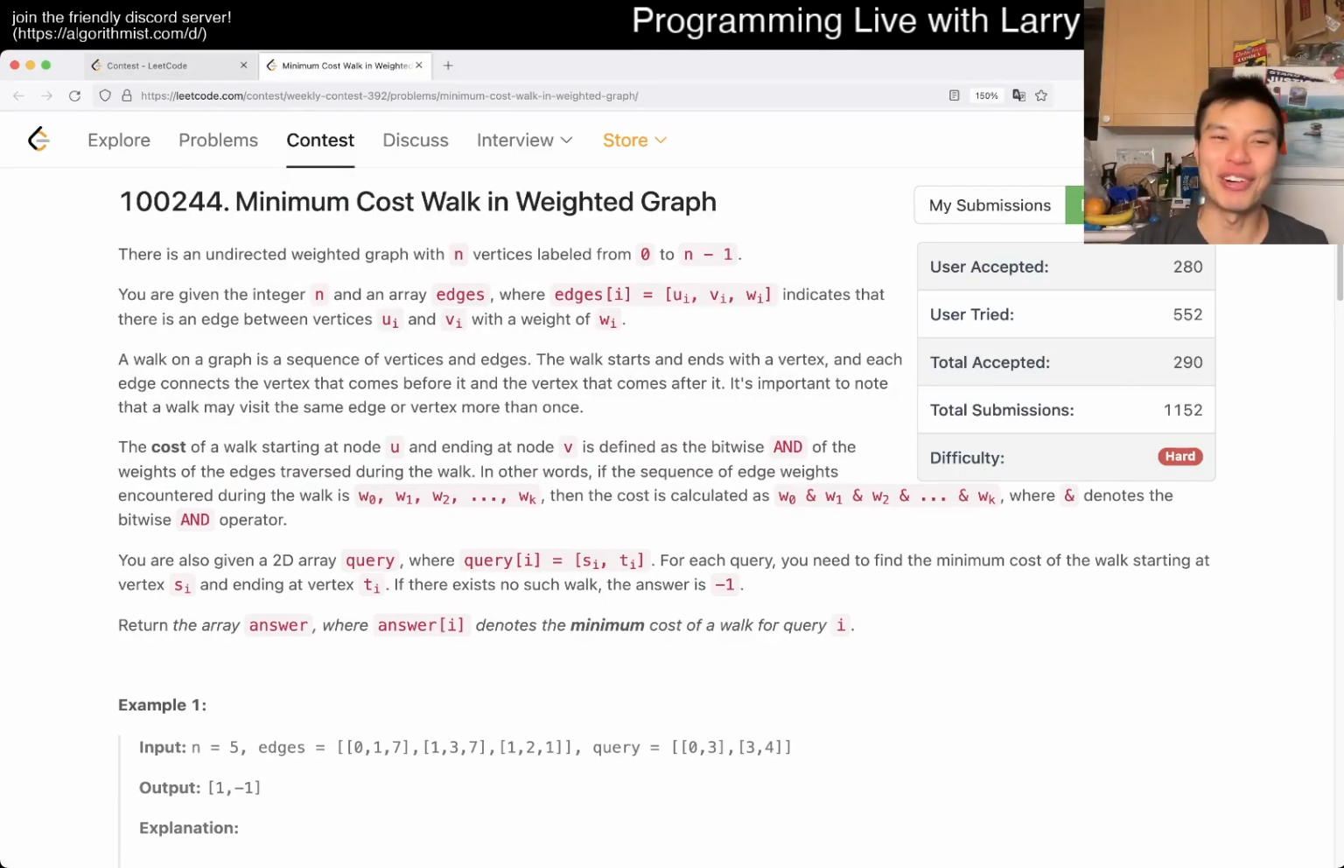This is Larry. This is me going with Q4 of the weekly contest 392, minimum cost walk in weighted graph.